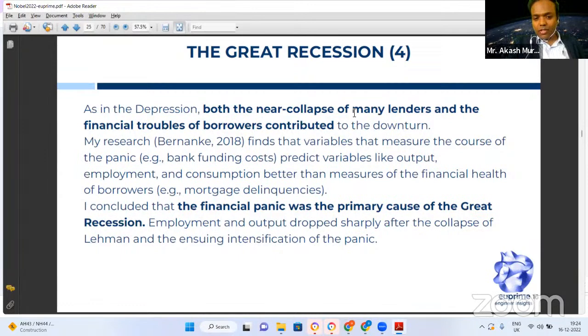What he concluded was that the financial panic was the primary cause of the Great Recession. The Great Recession is the period between 2007 to 2009. So the fact that people are panicked about other people pulling out money is the reason you pull out money. So there is some game theoretical insight from this, which we will get to in a minute.